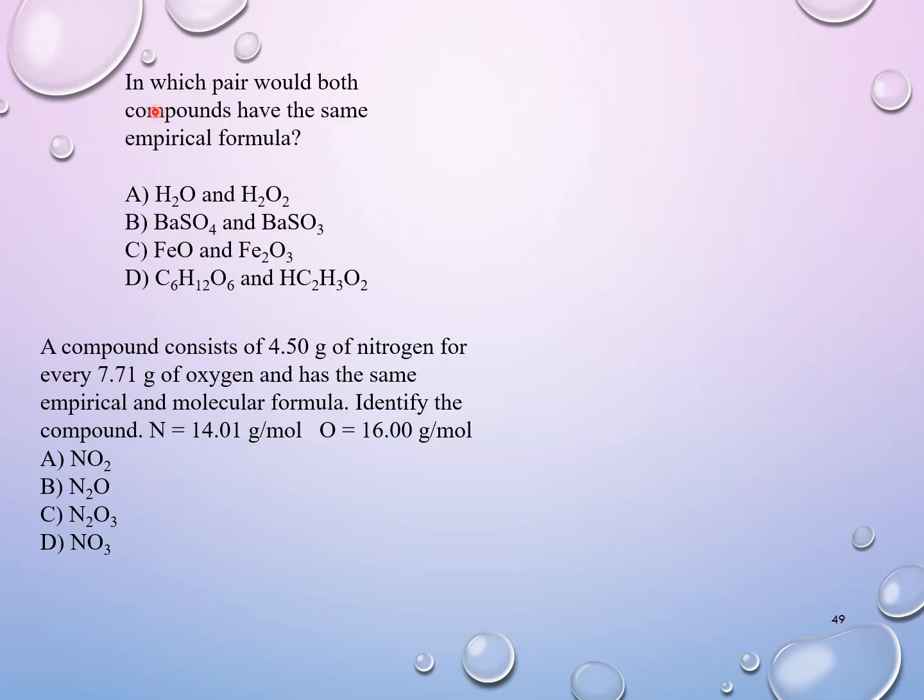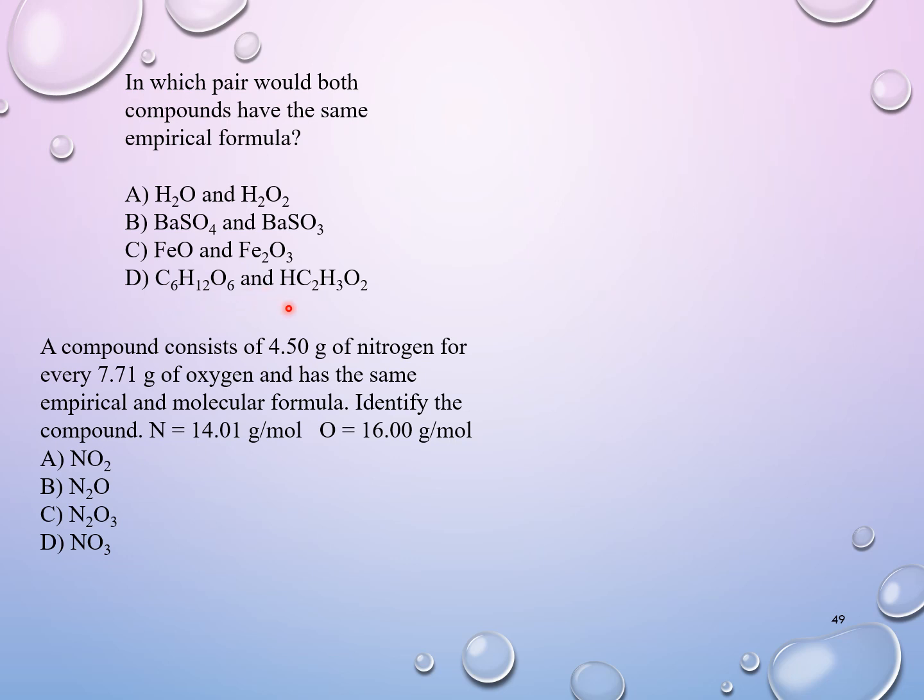Alright, here's a couple more questions. In which pair would both compounds have the same empirical formula? So H2O and H2O2 are two different empirical formulas. Well, this one is molecular formula and the empirical, but H2O2 will be simplified to just HO, so they're different. BaSO4 and BaSO3 are also different because they cannot be simplified further, so they're both different empirical formulas. FeO and Fe2O3 are different empirical formulas.